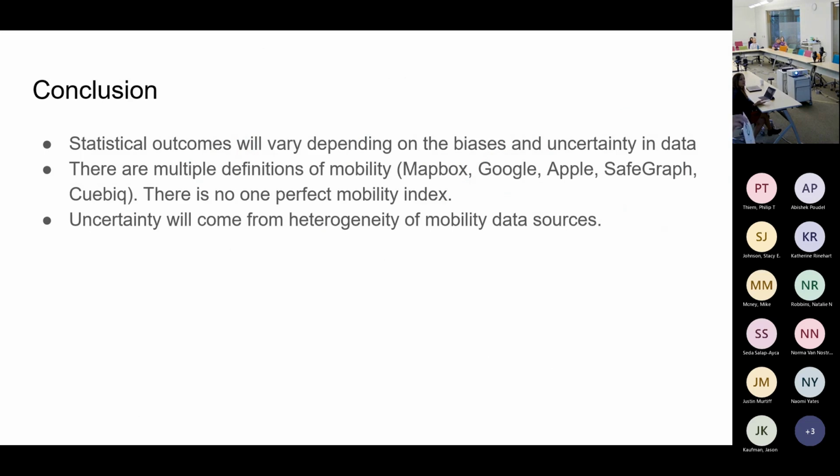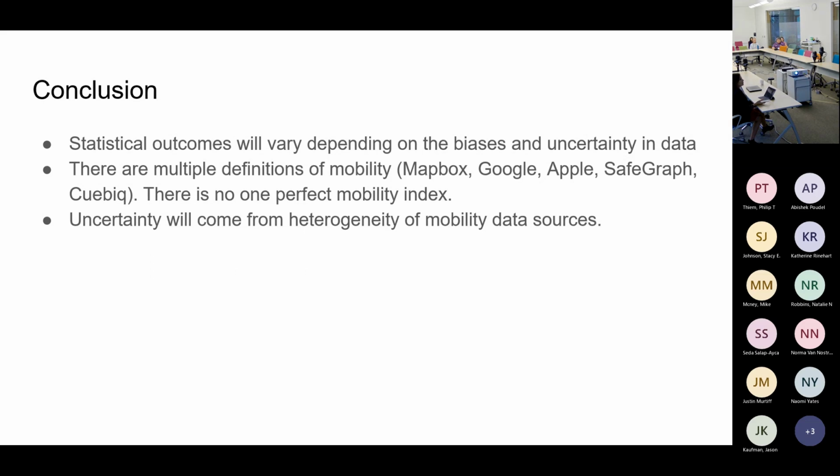Now, obviously, it matters. The whole reason behind demonstrating that we can see a different picture depending on the data source that we use. I've demonstrated it for Apple and Google in California throughout the last 2 years. I've demonstrated it for Cubic and SafeGraph for the entire United States. And obviously, depending on what data source we're using, we're going to end up with different statistical outcomes or different research outcomes. So we should be aware of that.